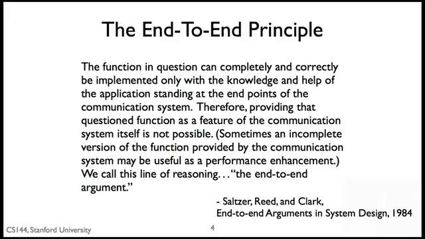They call this line of reasoning the end-to-end argument: if you want to accomplish some application goal, ultimately that goal must be implemented end-to-end. Something in the middle might help you out, but you can't assume that it will be there, you can't assume that it will be correct, and you must have the correctness implemented end-to-end.